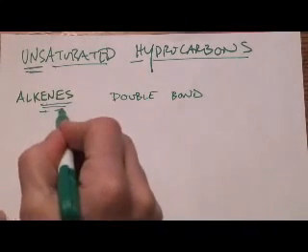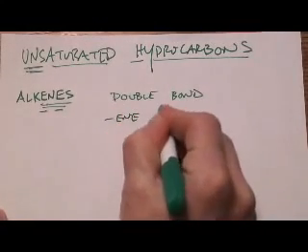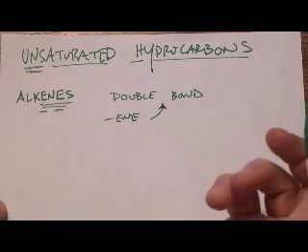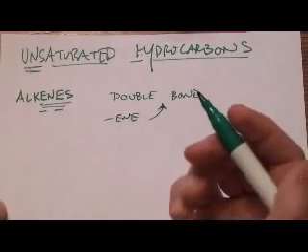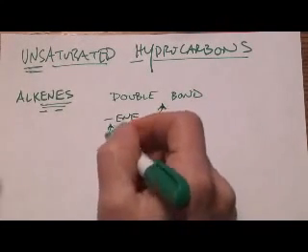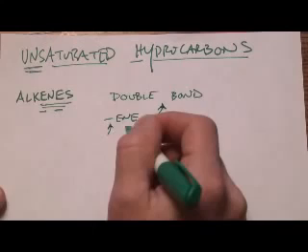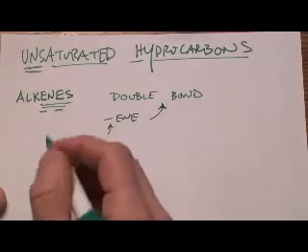Alkenes end in -ene, and the -ene ending means that there's a double bond in the structure. There could be more than one double bond, and the number of double bonds is usually indicated by a prefix on the ending. It tells you diene, triene, tetraene, depending on how many double bonds there are in the structure.